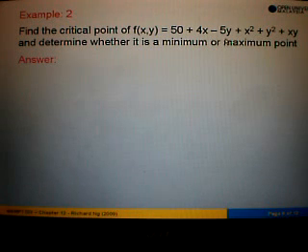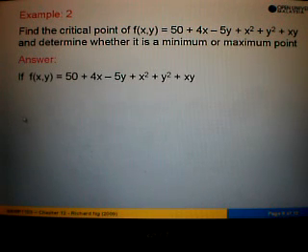plus minus 5y plus x squared plus y squared plus xy. So we are asked to find the critical point and then determine whether this is a maximum or minimum. Alright, so let's start off with the function.